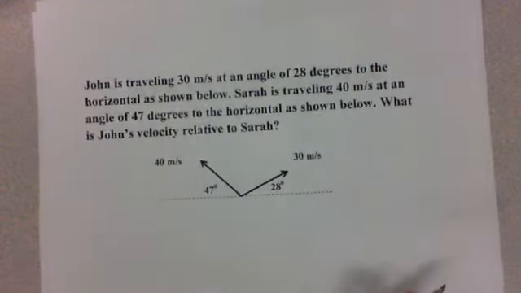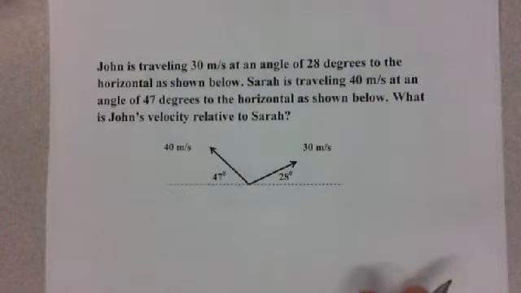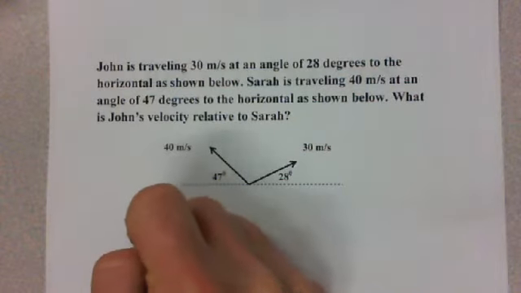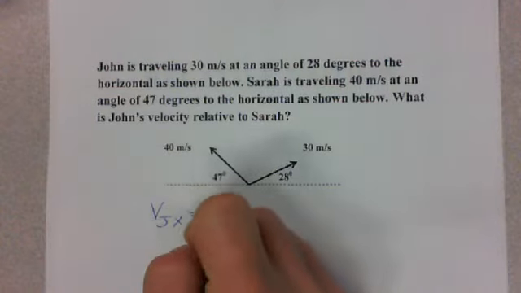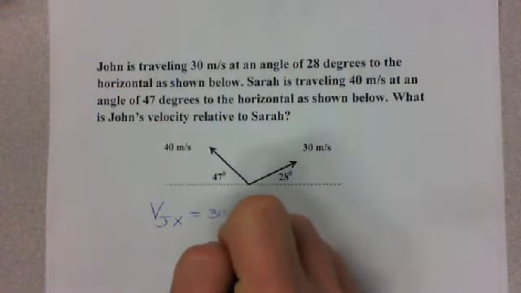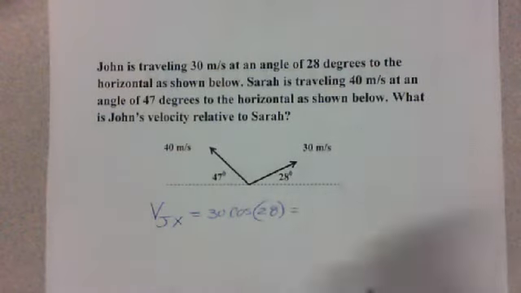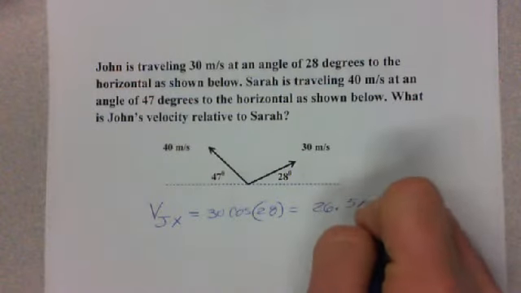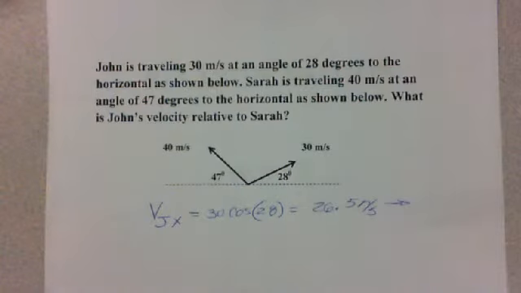Okay, what you want to do with a problem like this first is to find out what the horizontal and the vertical components are for both the velocities. So I'm going to do the velocity of John with respect to the x-axis. That's going to be 30 times the cosine of 28 degrees. When I run that, that's going to give me positive 26.5 meters a second. So John's velocity in the x direction is going to be that.